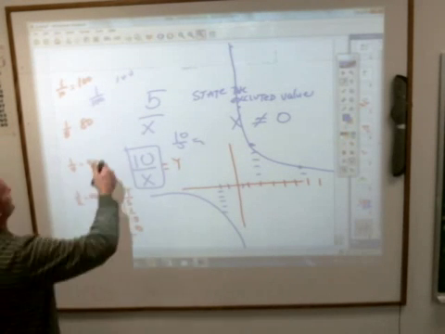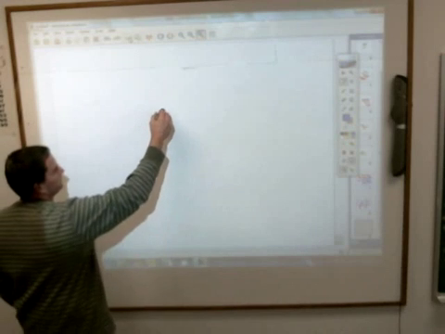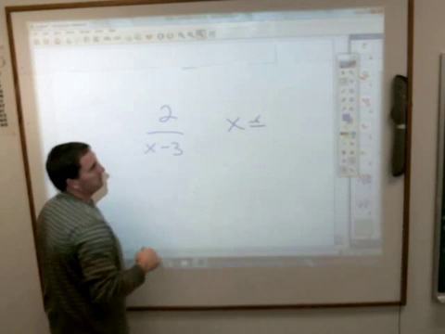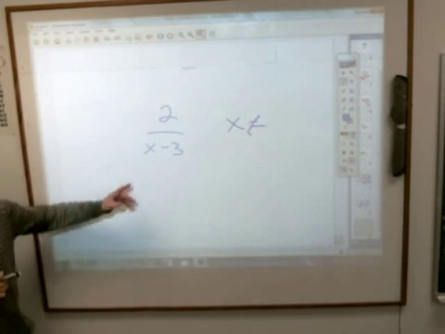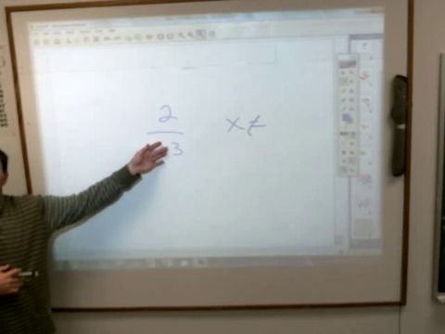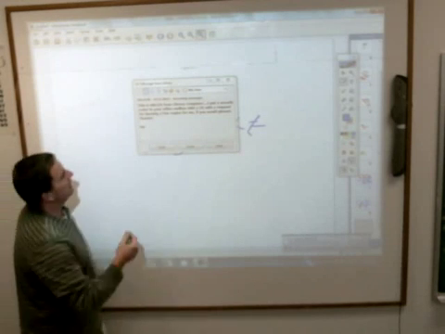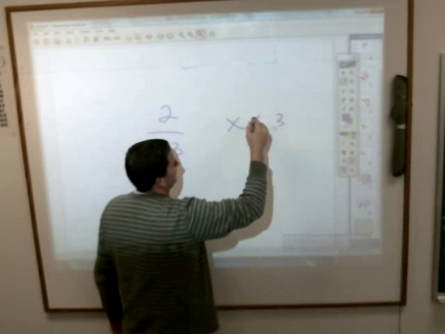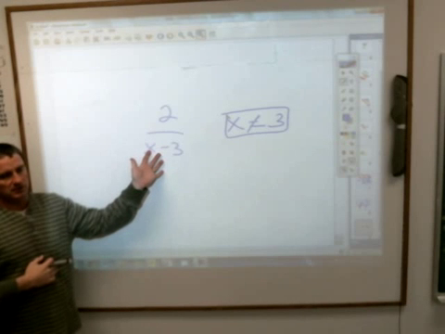Now, sometimes it gets a little more complex. What if I have this? 2 over x minus 3. What can x not be? 0? No, x could be 0 there because if you have 0 minus 3, you get minus 3 on the bottom, and you can have a negative 3 on the bottom. Honestly, it can't be a positive 3. That's the excluded value because if you put a positive 3 in there, you're going to get a 0 on the bottom.